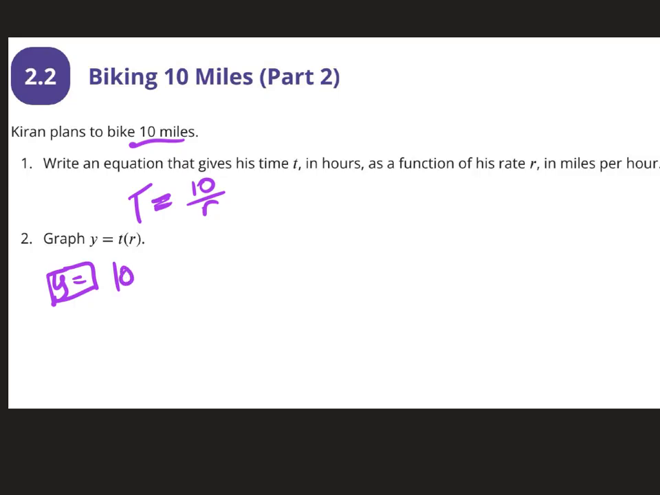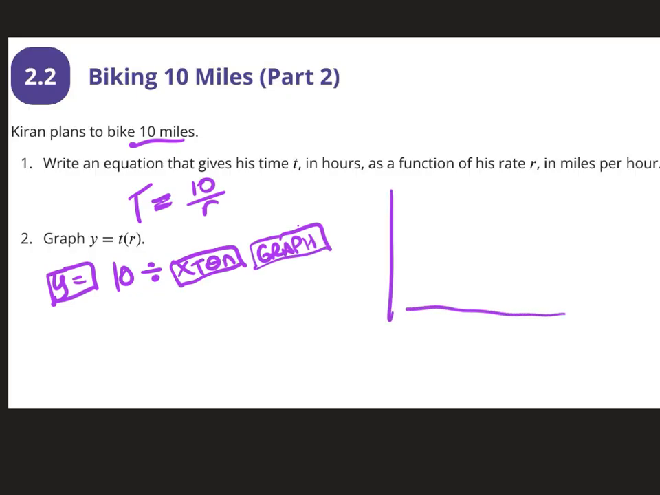You're going to hit 10 divided by x. The x button is next to the green button called alpha. And then you're going to graph it. When you hit graph, your graph is going to look like this. We're only going to worry about the positive side. We're not going to worry about the negative, so don't worry about this just yet.